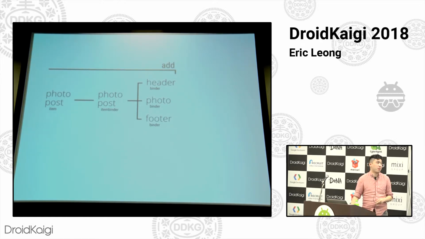So, like I was saying earlier, when we add, we're going to decompose. It's kind of weird: when you're adding something, you're decomposing it. When you add a photo post to the adapter, it goes through the item binder and tries to figure out, okay, we need a header binder, we need a photo binder.